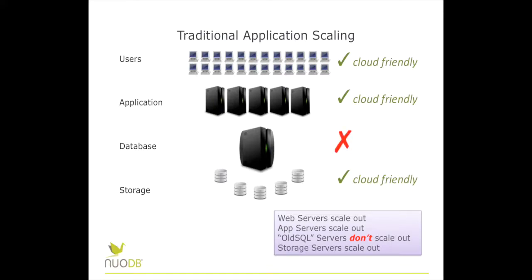You know, client layer, application server layer, even the storage layers are cloud friendly. They scale out. Traditional relational databases only scale up to bigger and bigger machines, which has its limits anyway, but increasingly the ceiling on those limits is lowered if you're running on the cloud. It's the biggest box you can provision.